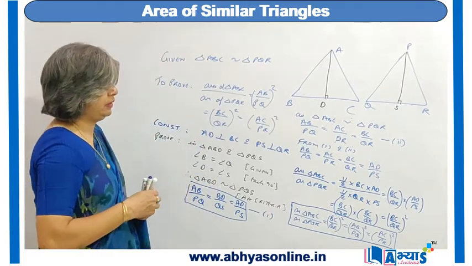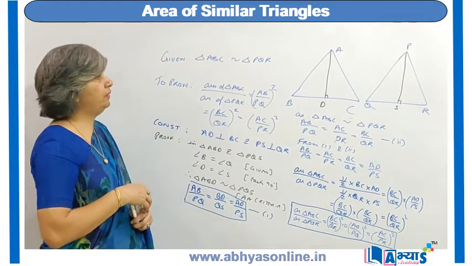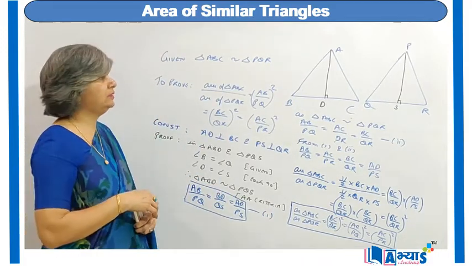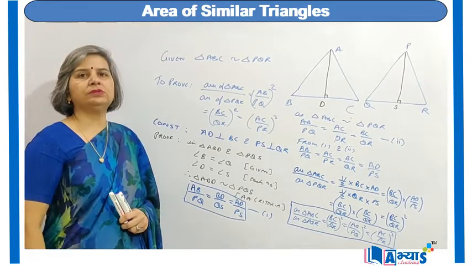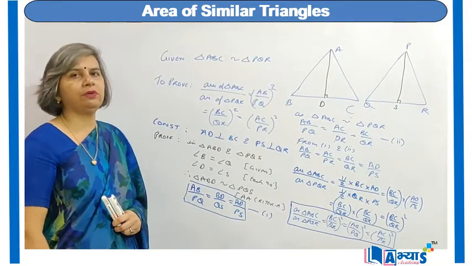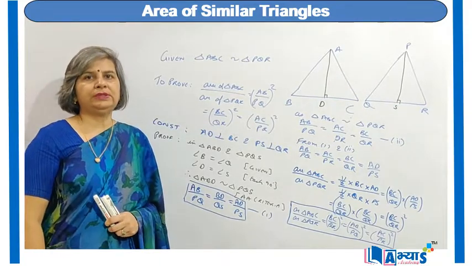So hence whenever we have two similar triangles and if we have the ratio of the corresponding sides, then the ratio of the area of those similar triangles will be equal to the square of the ratio of their corresponding sides.